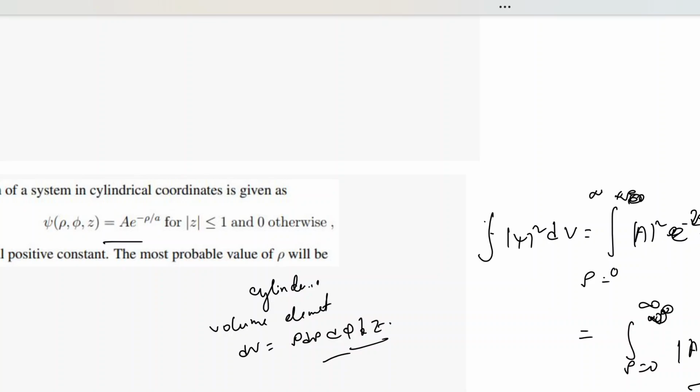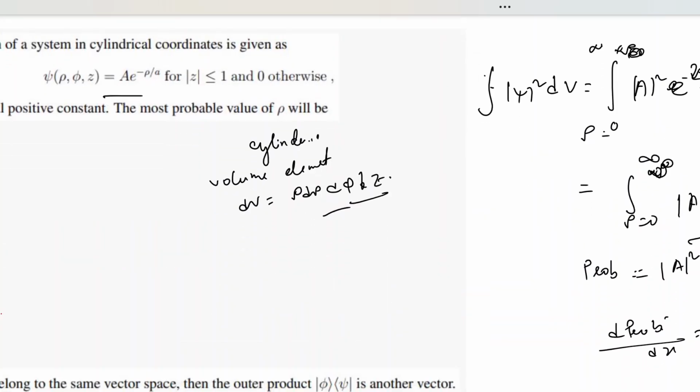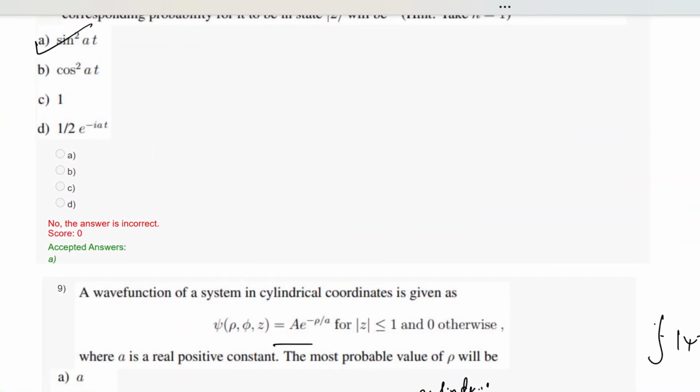So this is e to the power minus 2 rho by a times (1 minus 2 rho by a) equal to 0. So the simple option is 1 minus 2 rho by a equal to 0. So rho equal to a by 2, where this will be maximum. So we are getting rho equal to a by 2, but somehow this is not given as the correct answer. So I think there is a mistake in choosing the answer here. The answer should be a by 2 and not a. A will be the correct answer if instead of cylindrical coordinates you are given a spherical coordinate system.